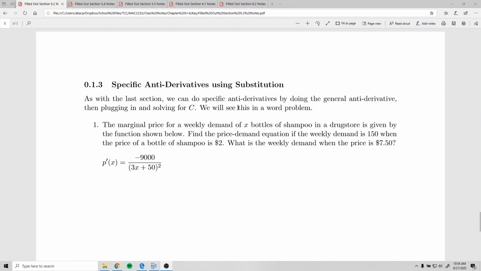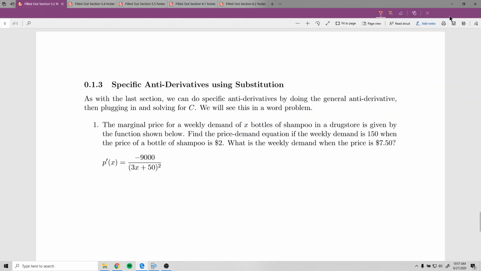All right, so we'll do one problem here, a word problem with specific antiderivatives, and you'll see when we have to go through and do the problem, that substitution method will be required. Right, but we'll go ahead and read it. It says the marginal price for a weekly demand of X bottles of shampoo in a drugstore is given by the function shown below. And so the price function is given here, but its derivative, its marginal price. What we want to do is find the price demand equation.